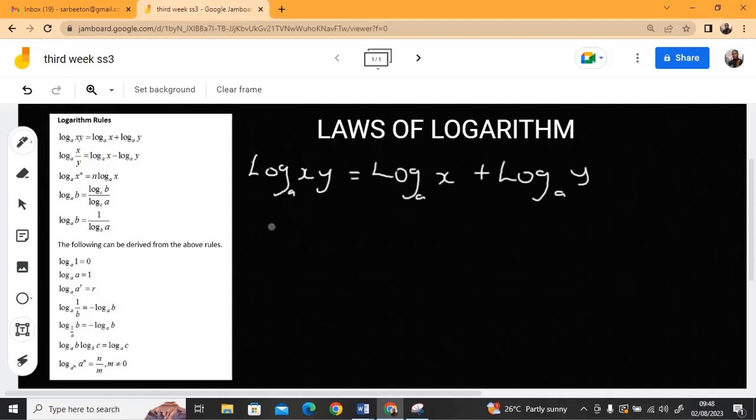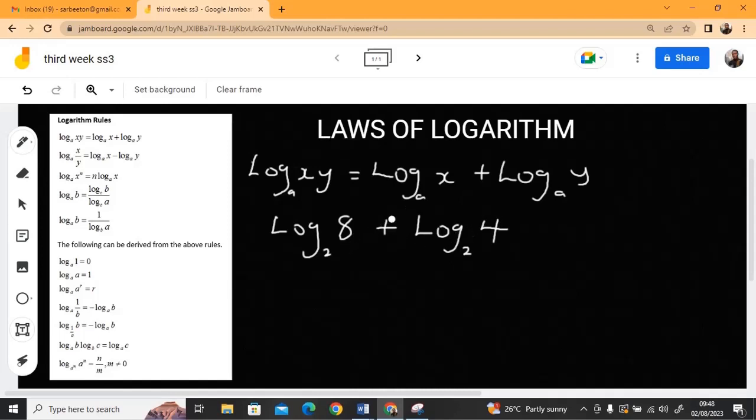For example, if somebody said you should simplify, let's assume you are given something. You are given log base 2 of 8 plus log base 2 of 4. You are given something like this. You have to simplify it to find the answer.